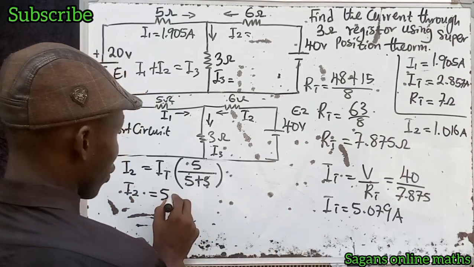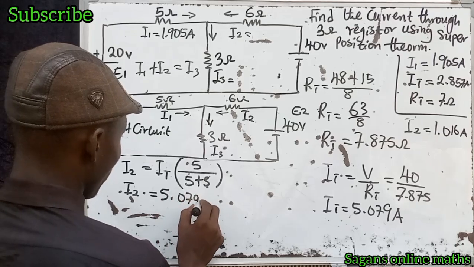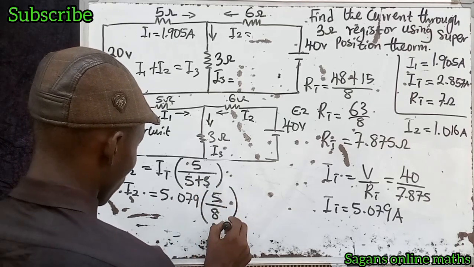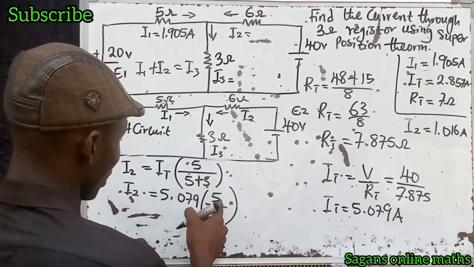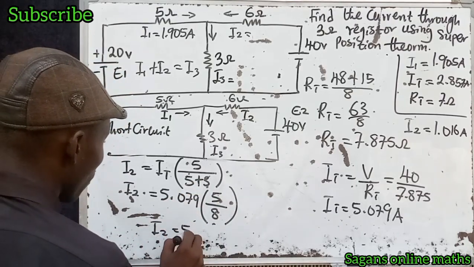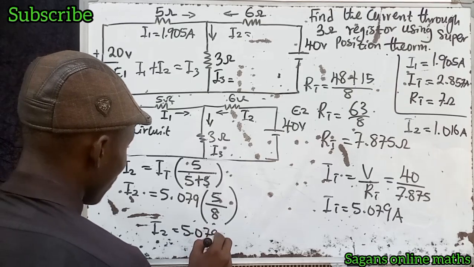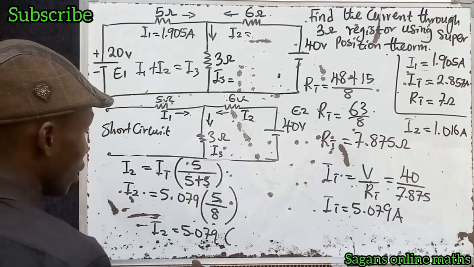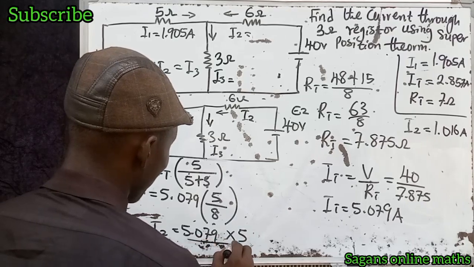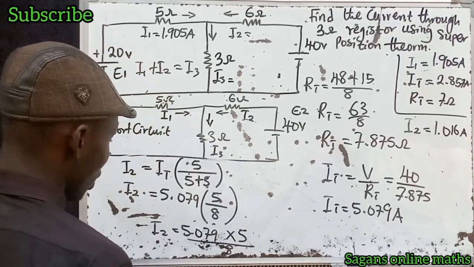5.079 times 5 divided by what? 8, right? Fine, because 5 plus 3 is 8. So that means I2 is equal to 5.079 times 5 divided by 8. Let's do that quickly.